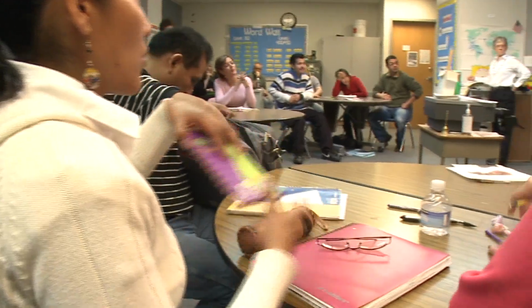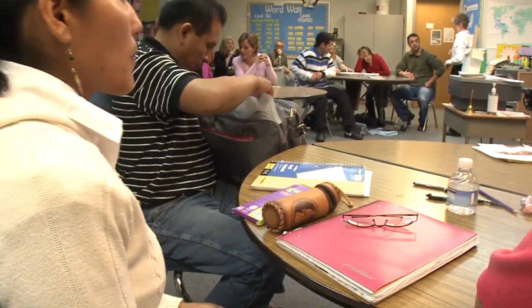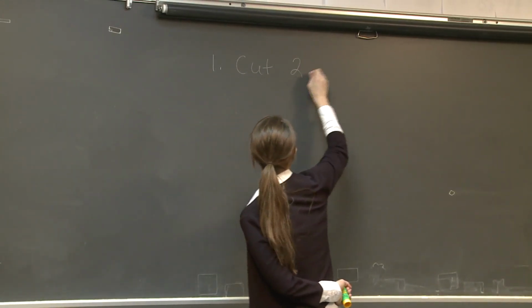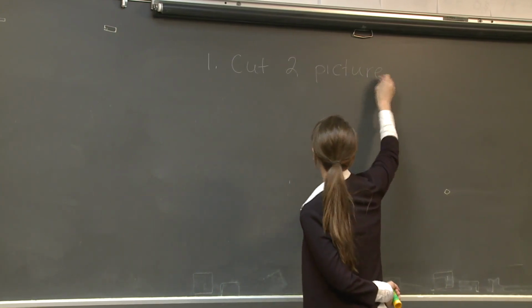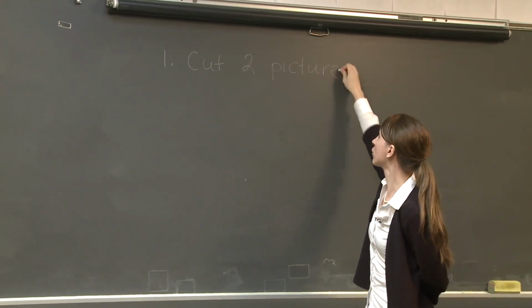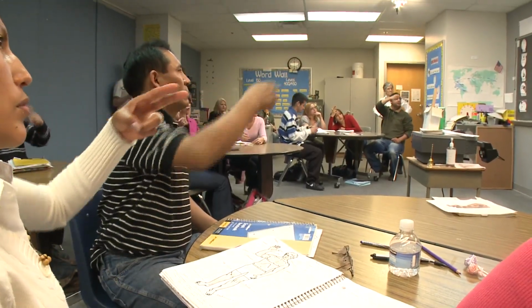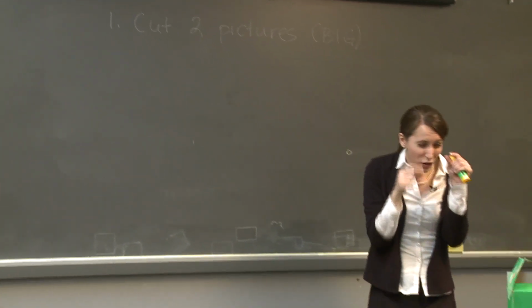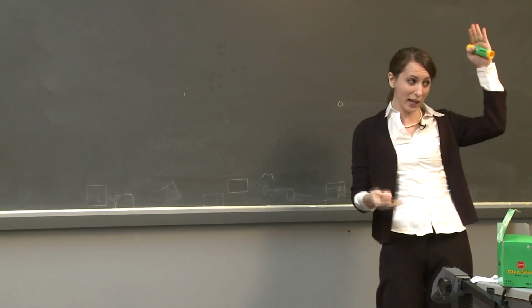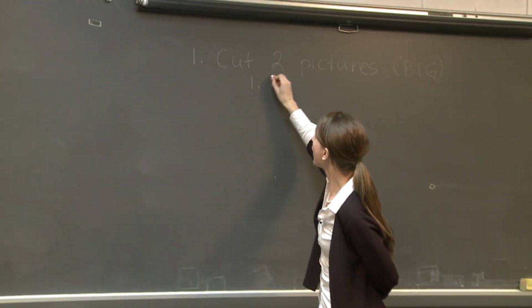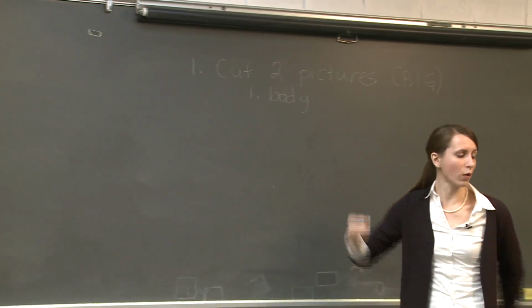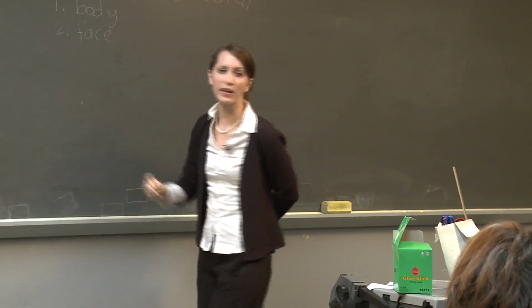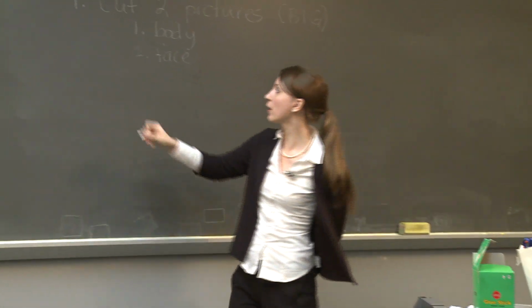Okay, so let's look at the board. I'm going to write your instructions on the board. You don't need to copy. Just look. Number 1. Cut 2 pictures. What is cut? Cut 2 pictures. Remember, I like big pictures, okay? I don't want small pictures, and I need my glasses to look, okay? I want a big picture. You need 1 picture of a body. 1 picture of a face, okay?